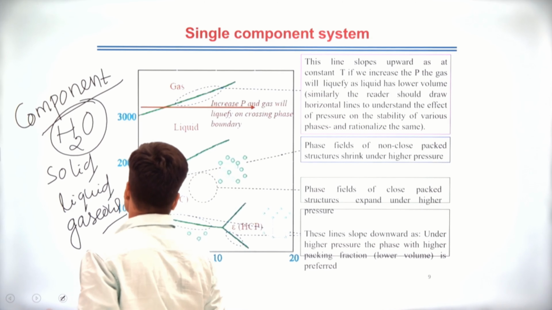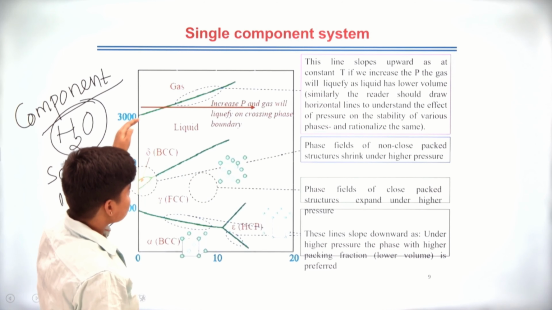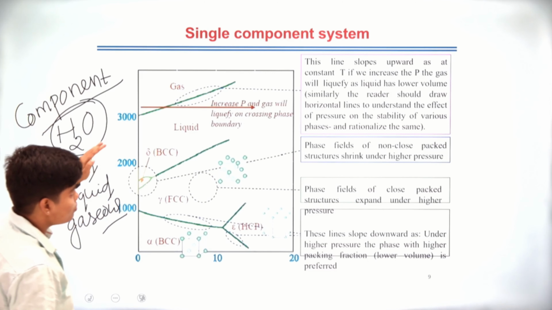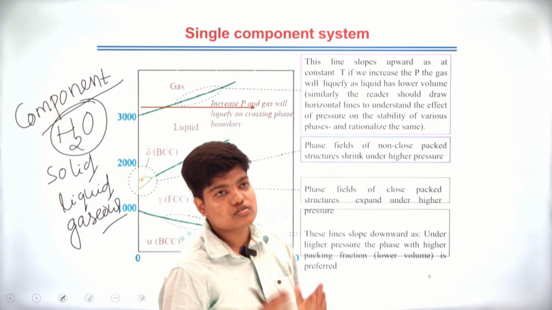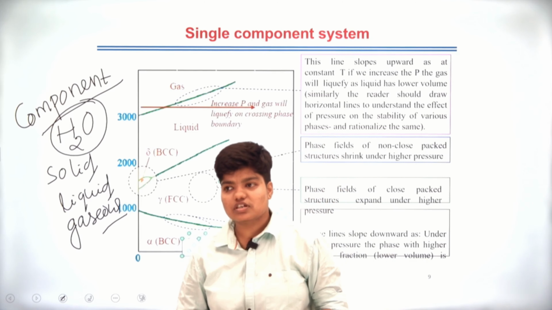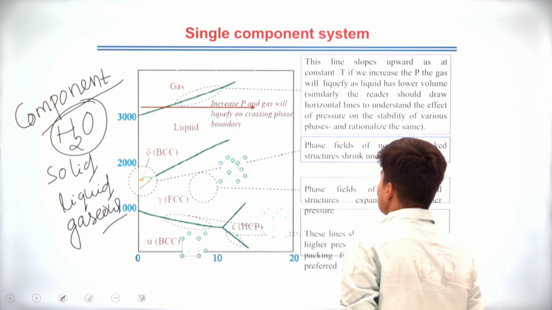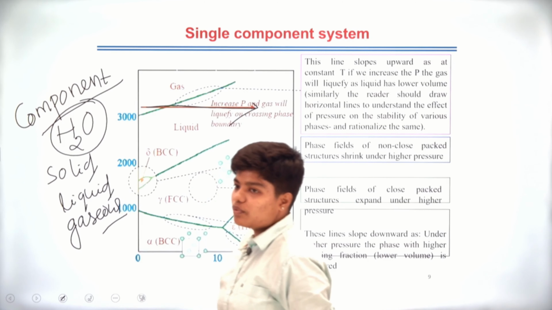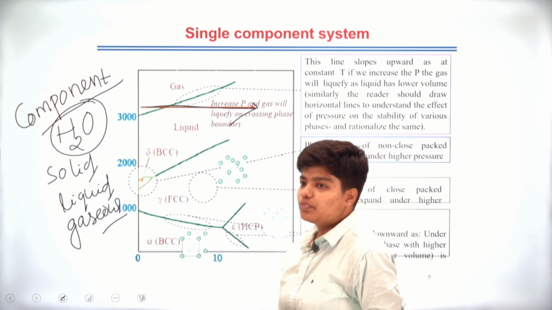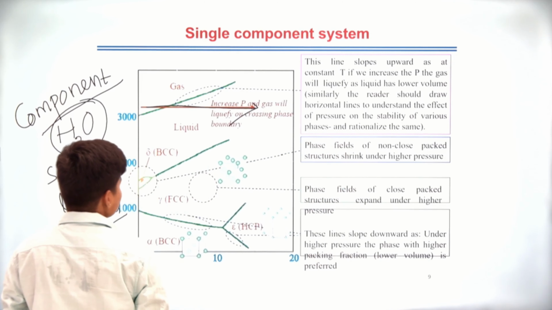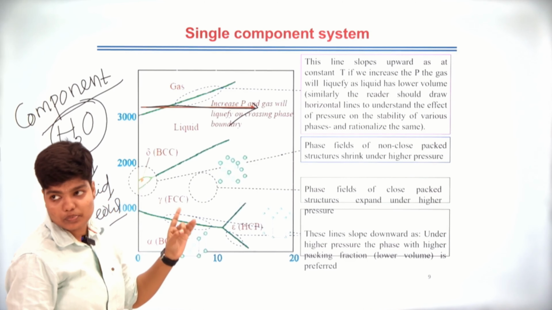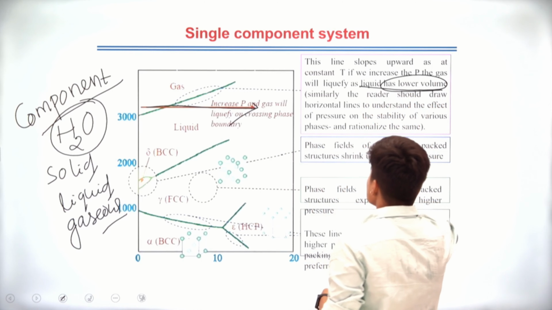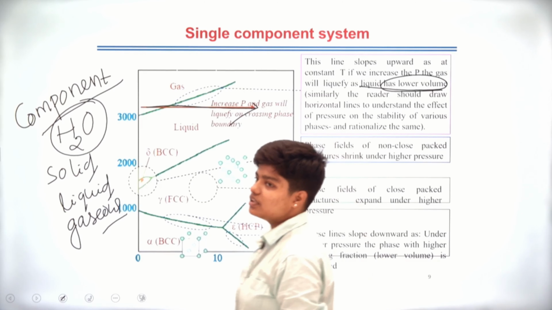In a single component system, first the slope is upward, meaning that at constant temperature, if you increase the pressure, the slope also increases. But at some point, by increasing the pressure, the gaseous phase will go to the liquid phase. In the liquid phase, you can see the slope is a horizontal line rather than upward. Because at constant temperature, if you increase the pressure, the gaseous phase converts to the liquid phase, which has lower volume. So it shows the stability of the phases.